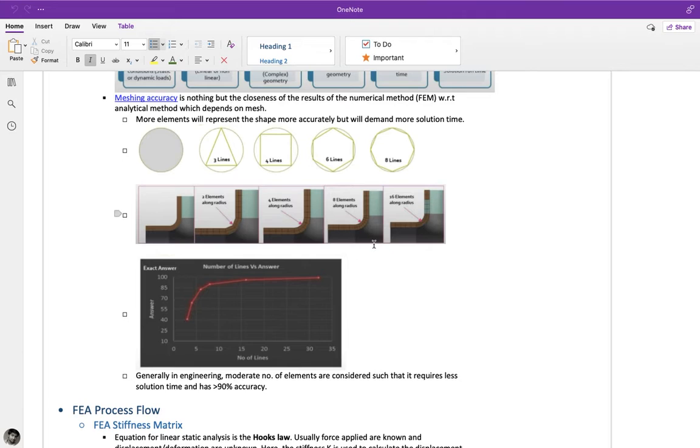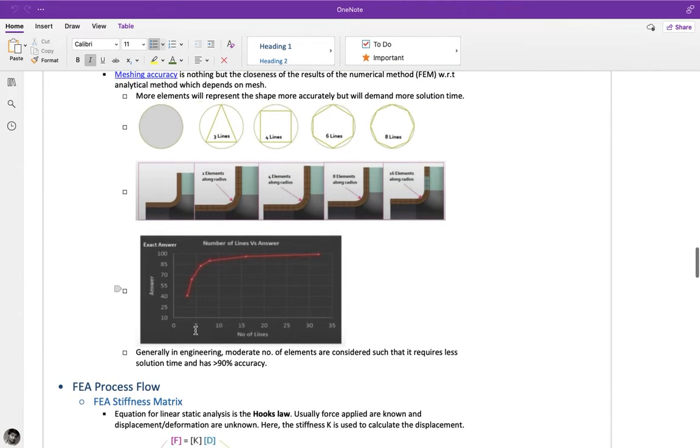So it needs more time. We can also see the convergence from these, the number of lines or number of elements, and this is the answer. As you can see, if the number of elements is increasing, the answer is also getting closer to the analytical. It means the answer is basically 100% accurate when we go to a larger number of elements.